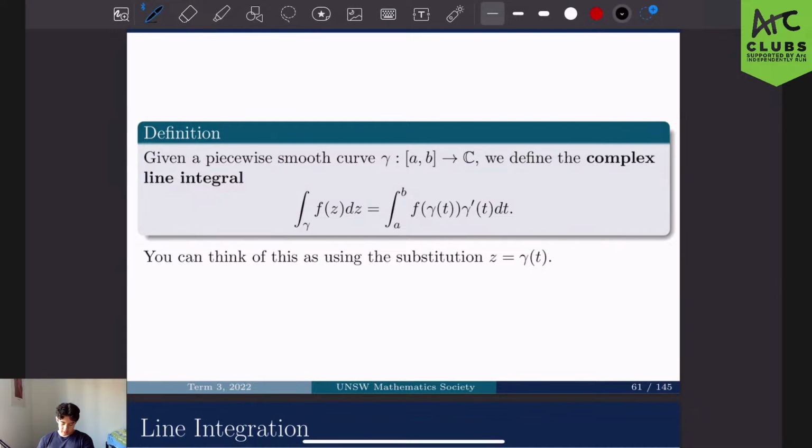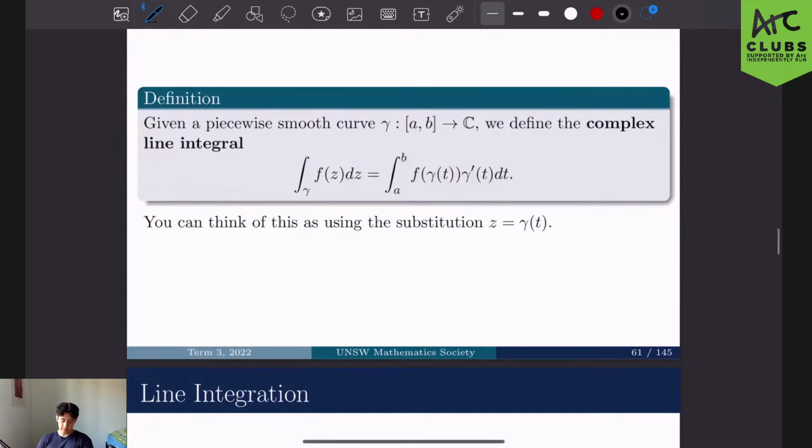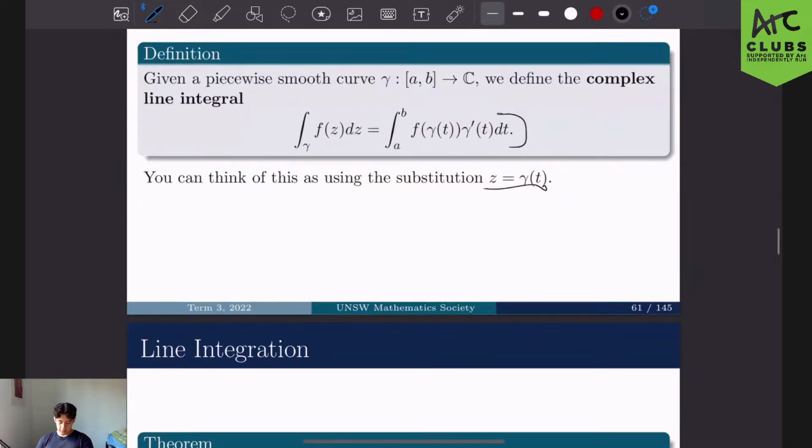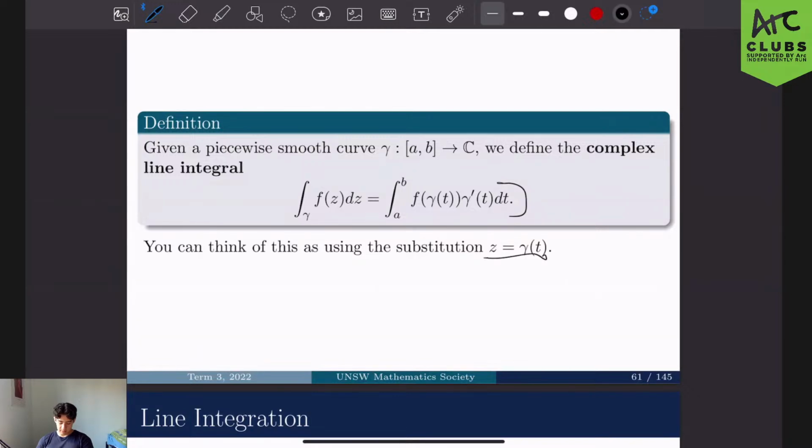So, given a piecewise smooth curve, we define the complex line integral as this. This is pretty useful. Basically what we've done is we've just used the substitution z equals gamma of t, and we're left with this formula. So you need a piecewise smooth curve to use this.